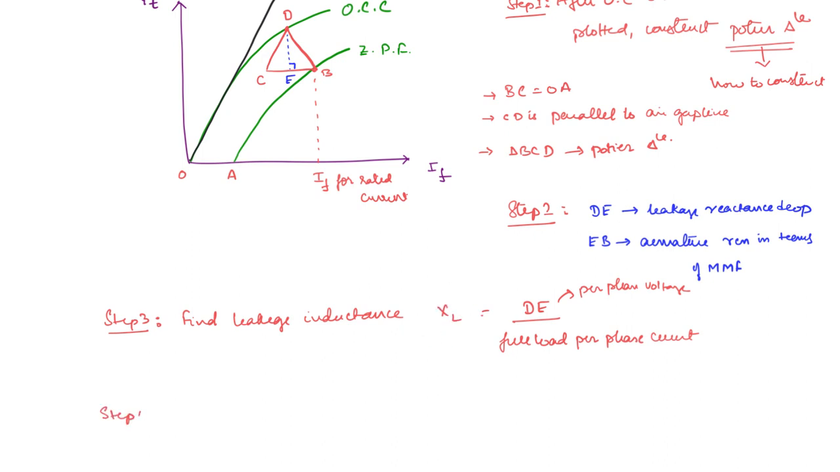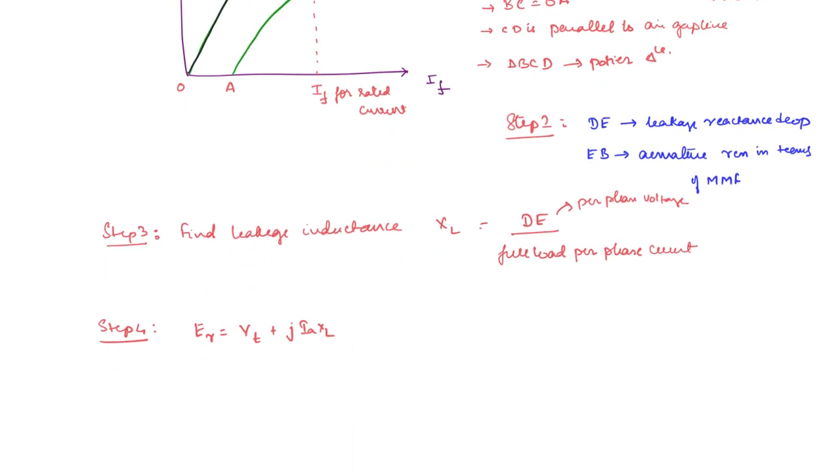Next you can find the excitation voltage only taking the leakage drop into consideration. Forget about the armature reaction. So what will that be? ER will simply be the terminal voltage plus j times IA XL. This will give you the magnitude as well as the phase of this particular voltage. Consider this as the intermediate voltage. We still have not gotten the open circuit voltage. So how to get the open circuit voltage? We also have to take the armature reaction into consideration. So how to do that?